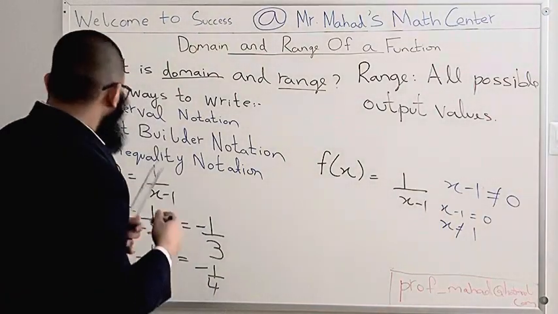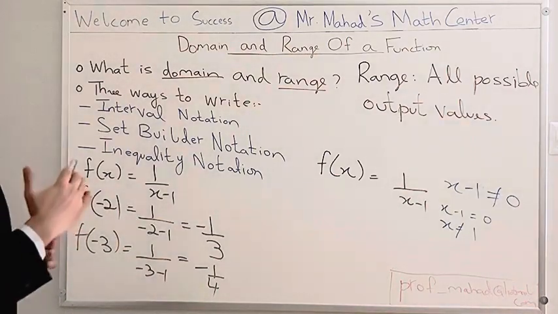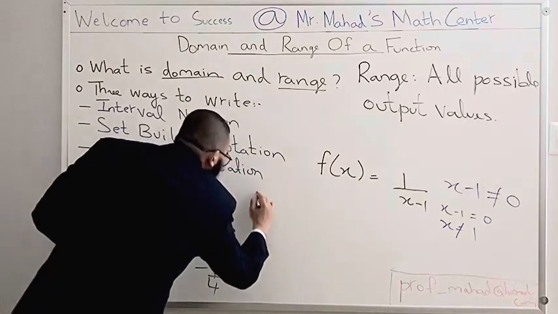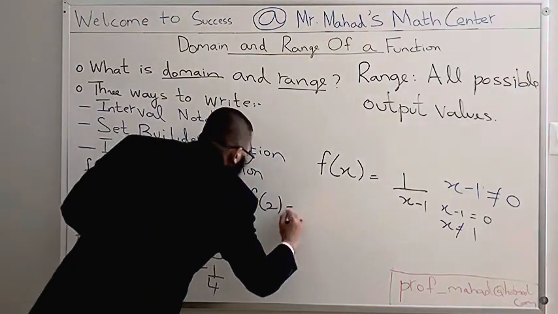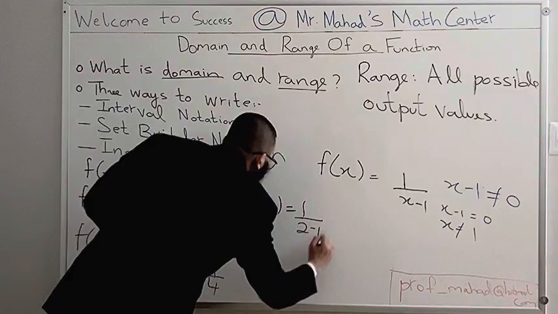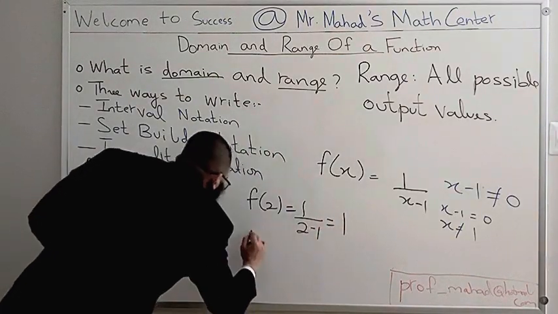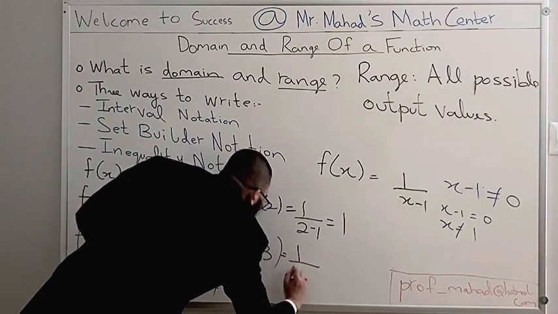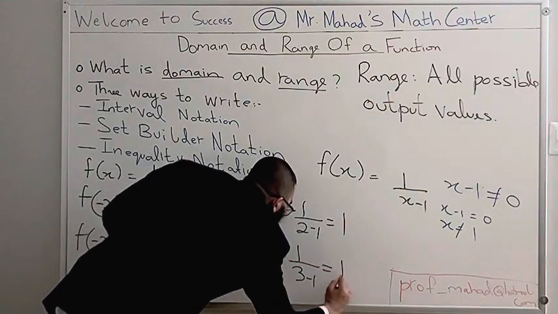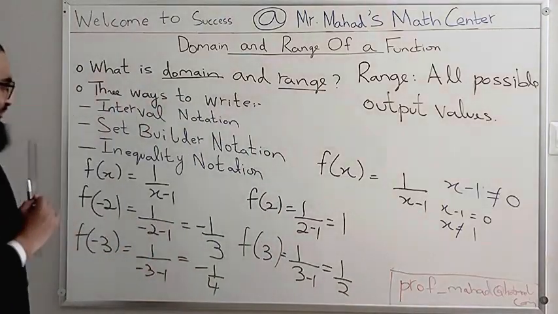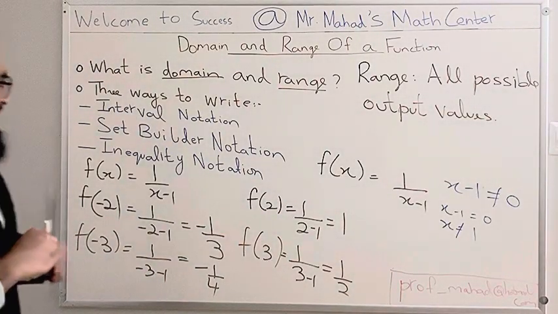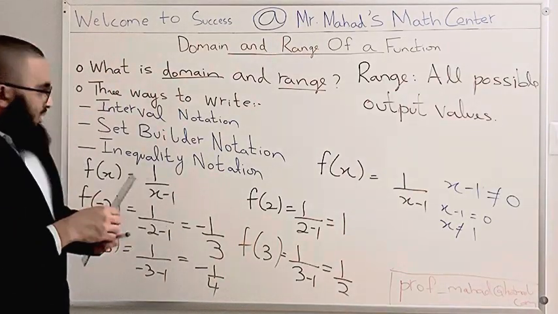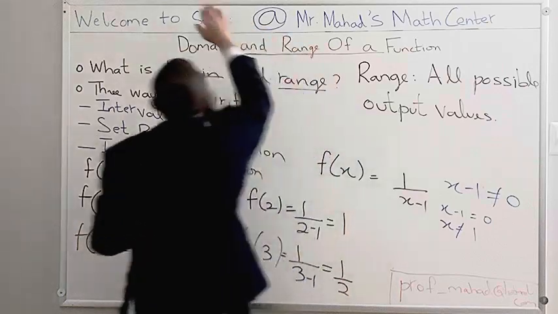Now, let me take some values on the right of 1, so greater than 1. So f of 2 is 1 over 2 minus 1, which is 1. And then f of 3 is 1 over 3 minus 1, which is 1 by 2. Right? Now guys, if you focus here, let me erase this part to show you something.